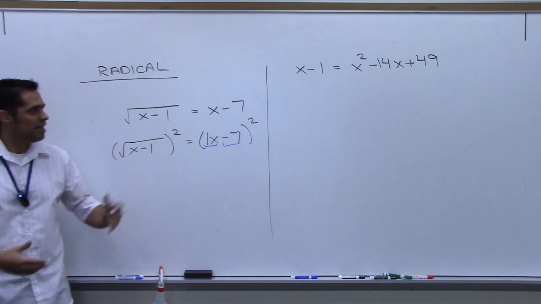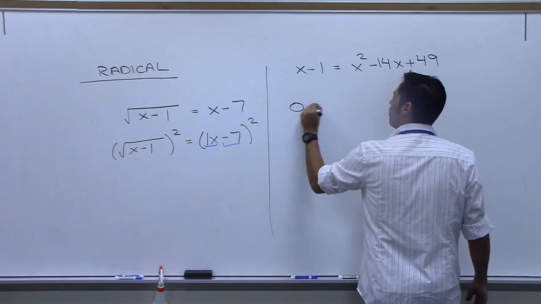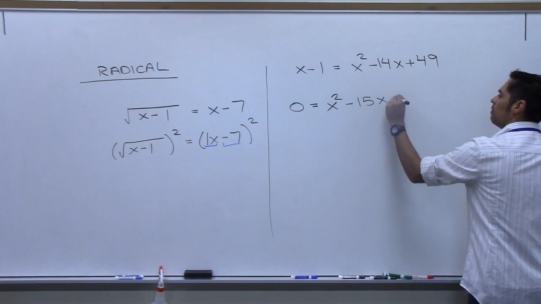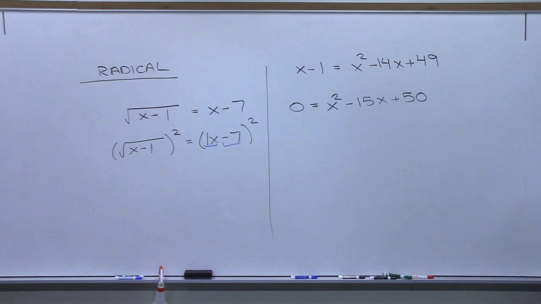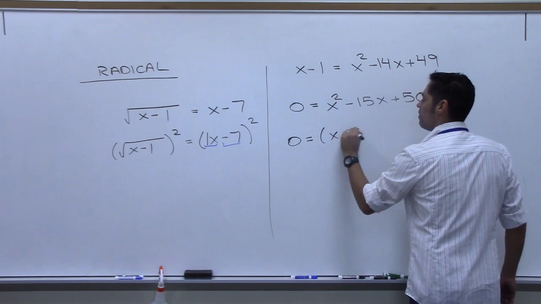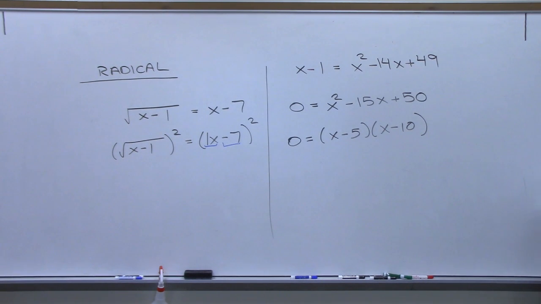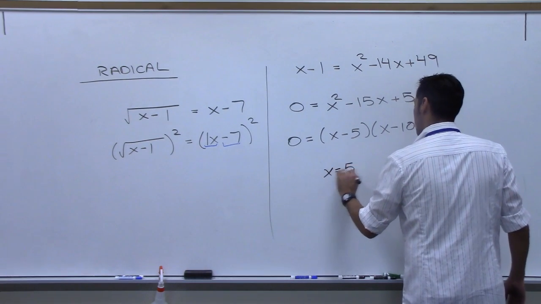So we go through this process now of solving this quadratic equation. We move everything to one side, so 0 equals x squared minus 15x plus 50. We hope that it'll factor. It does: (x minus 5)(x minus 10). I got lucky, didn't I? Then you set each factor to 0, and that's going to be x equals 5, x equals 10.